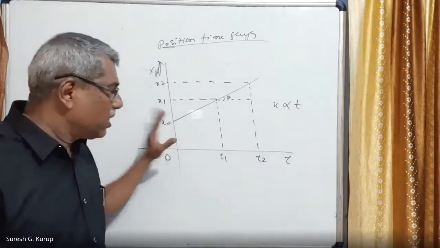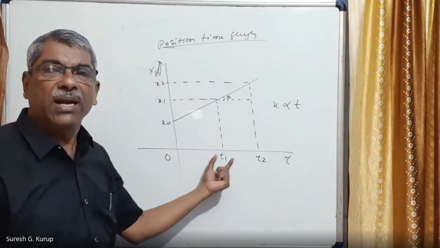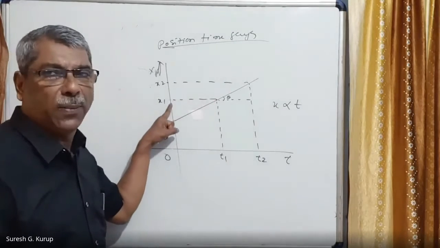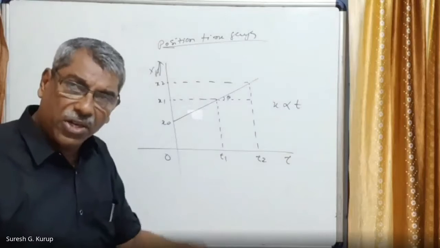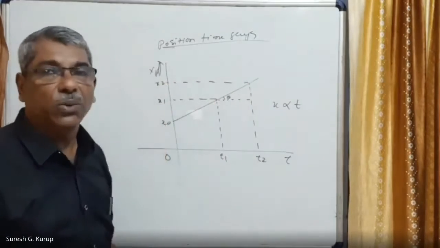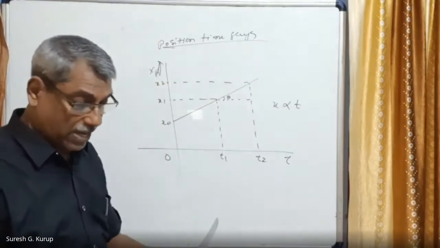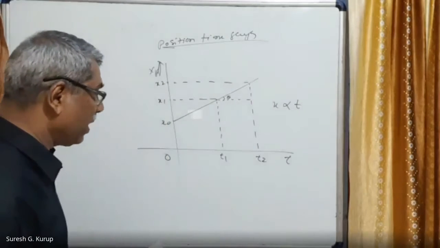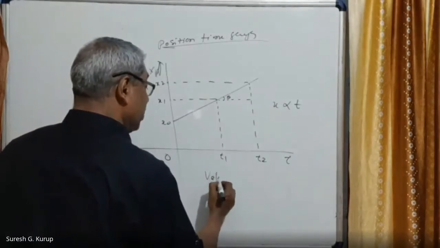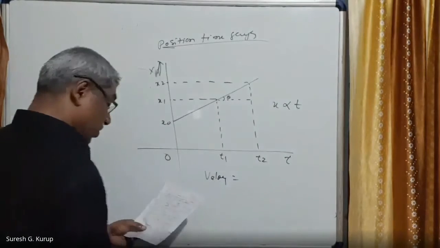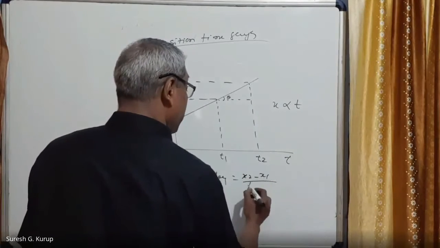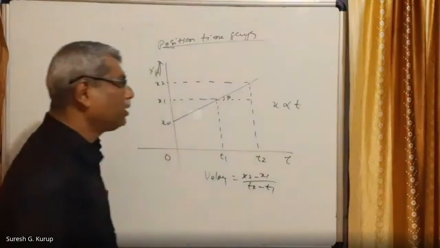When time increases, when the time becomes equal to t1, it is along the x-axis only. That position is x1. Also, the body is again moving along the x-axis. When the time is t2, the position is x2. Am I correct? Okay. Now velocity can be calculated. Velocity is equal to x2 minus x1 divided by t2 minus t1, we can write.